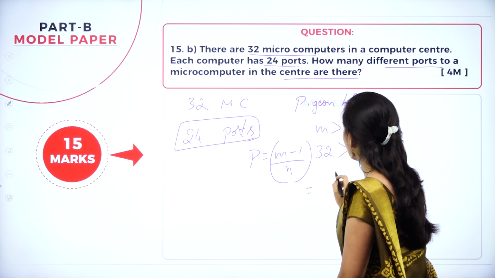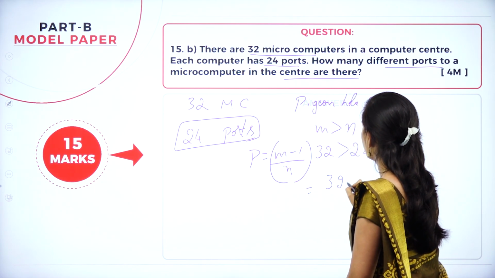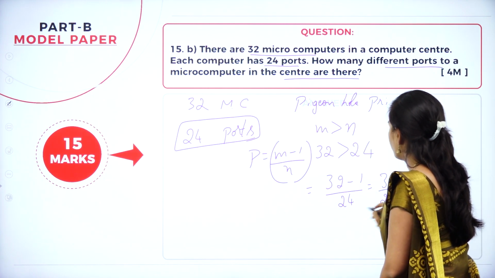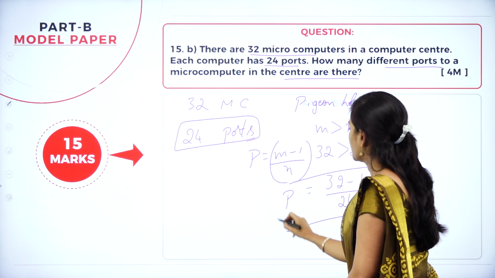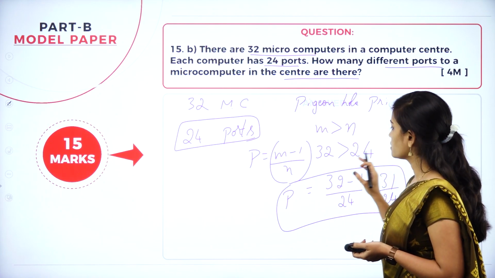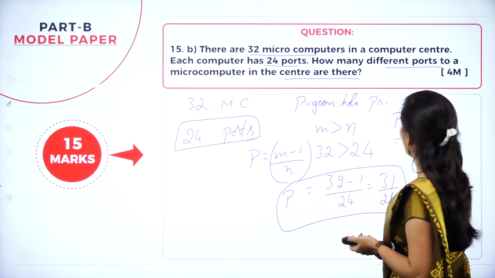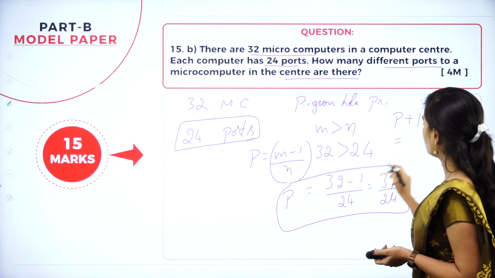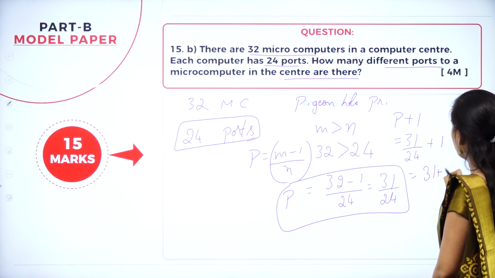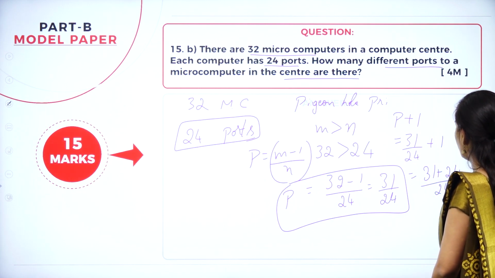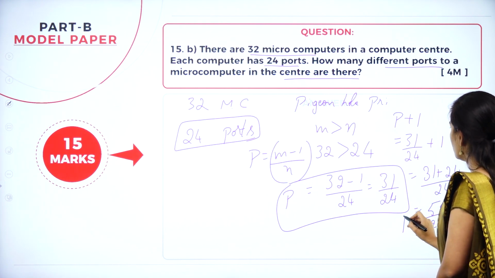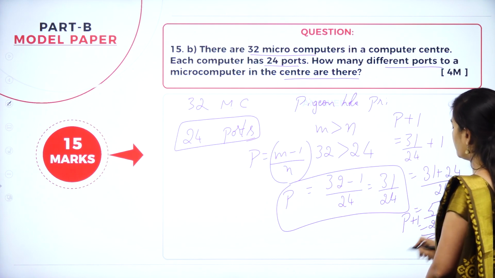So now I'll substitute the values here. So m value is 32 minus 1 by 24. It is 31 by 24. This is the value of p. P is equal to 31 by 24. And now finally you have to substitute the value, that is p plus 1. So p plus 1 means what? What is the value of p? 31 by 24 plus 1. That is 31 plus 24 by 24. Take LCM. So it is 55 by 24. So p plus 1 is equal to 55 by 24.